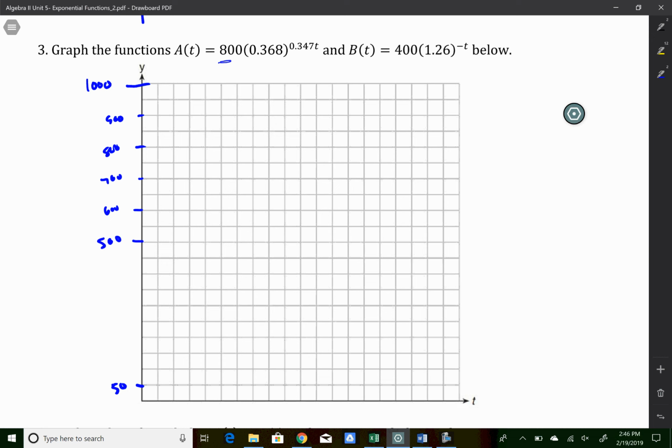But we could go right into our table of values here. So for a of t, the first value is at 800.